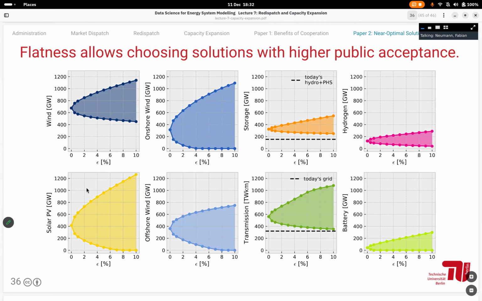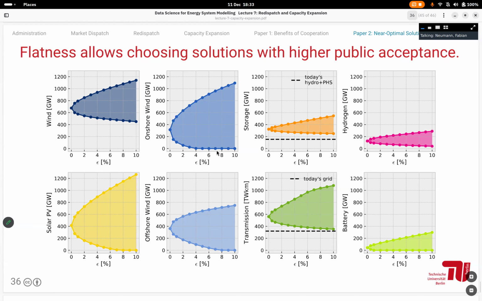And that you can extend to all the different technologies. You can see technologies that don't go all the way down to zero, up to a certain level of cost penalties or absolute cost budget increases. They could be seen as, you definitely need to stay within 10% of the cost optimum. You definitely need to build that much amount of wind.